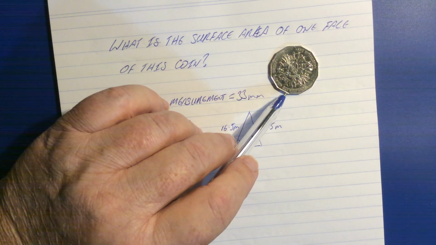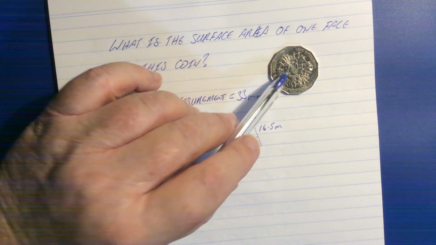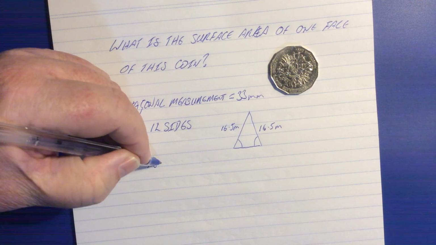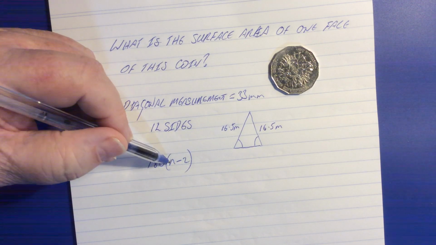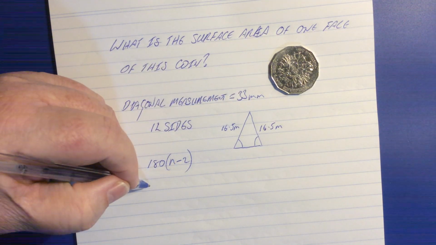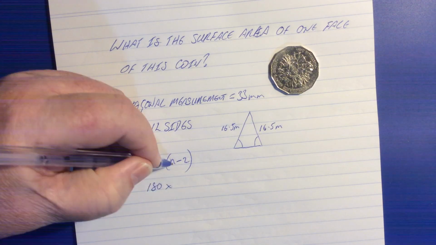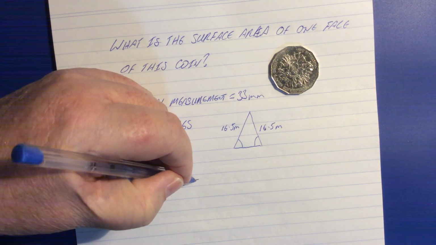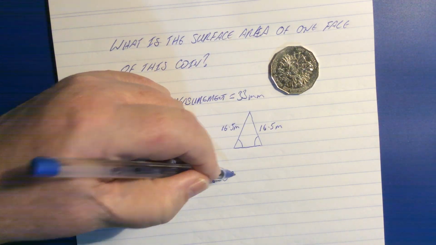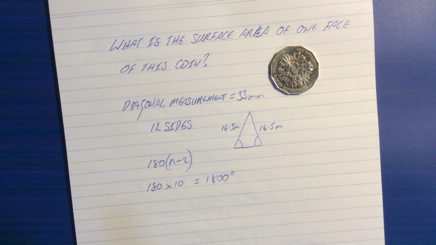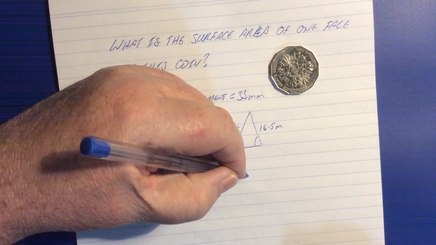The total of the interior angles of a shape like this can be found using this formula: 180 times n minus 2. Now, n is the number of sides. This thing has 12 sides, so it's going to be 180 times n minus 2, which is 10. So the total number of degrees on the inside of this shape is 1800 degrees. Now, what we need to do is divide that by 12. And so 1800 divided by 12 is equal to 150.